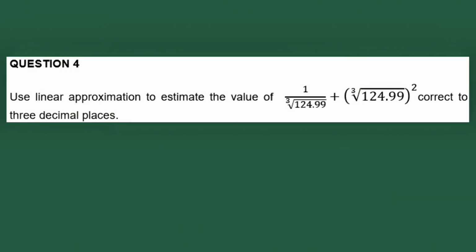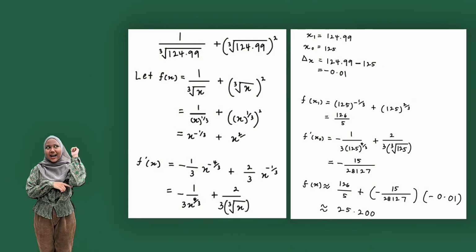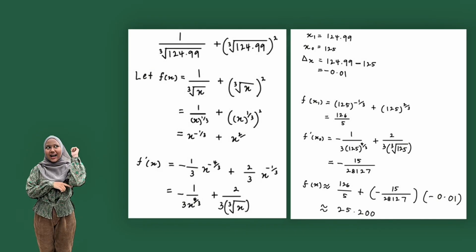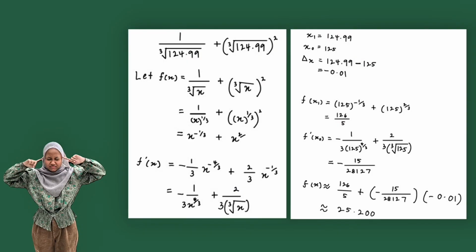As we can see in the question, it asks us to use linear approximation to estimate the value of 1 over the cube root of 124.99 plus the cube root of 124.99 all squared. Now, let me show you guys how to solve this problem. Okay, first, we will identify the f(x) as it shows in the slide. I rewrite the function and convert the cube roots to powers. For example, f(x) equals x to the power of negative 1 over 3 plus x to the power of 2 over 3.